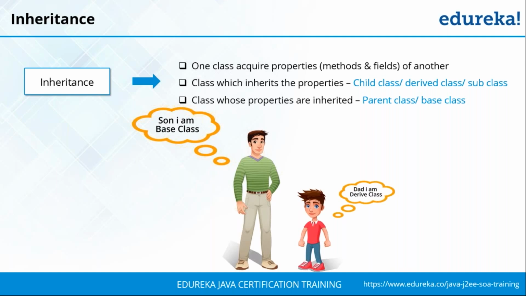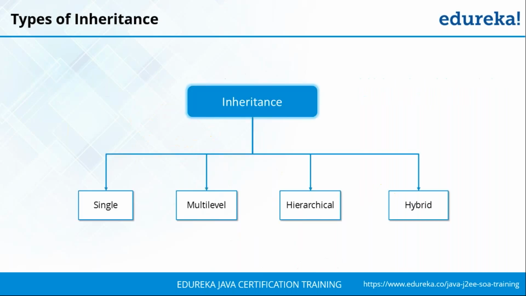Now whose properties are inherited? There we have two classes where a child class inherits the property of a base class, or you can say a parent class. A class whose properties are inherited is known as the base class, whereas the class which inherits those properties is known as the child class, or you can say derived class or subclass. These are just different names to call a class. Then we have several types of inheritance such as single, multiple, hierarchical, and hybrid. So let's learn about them one by one.